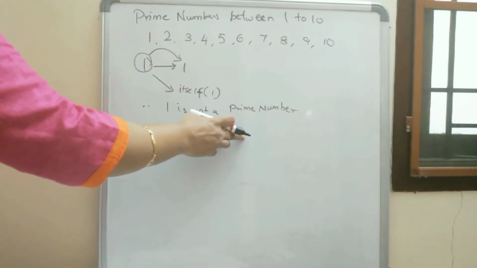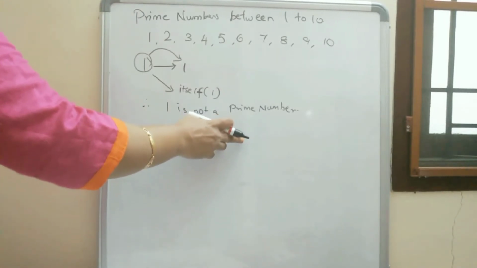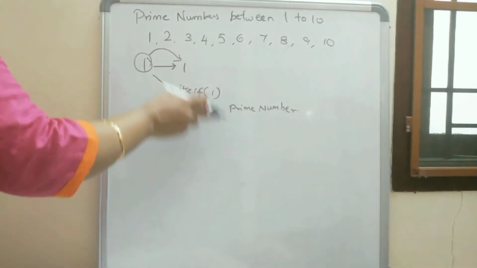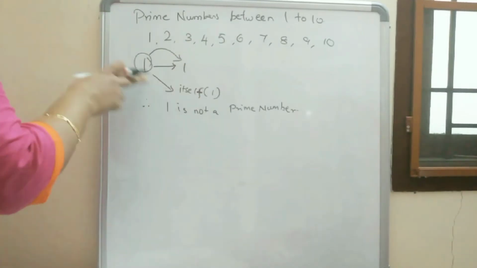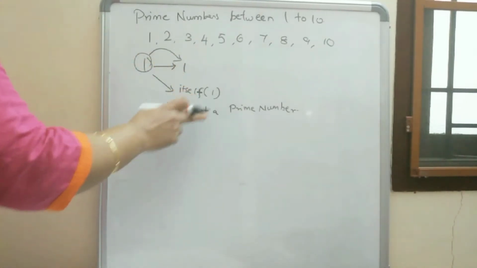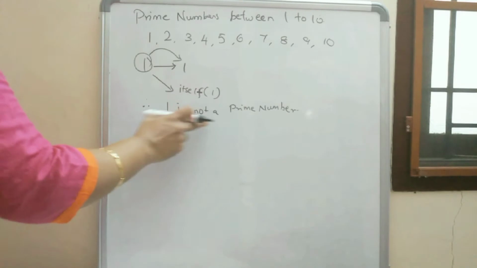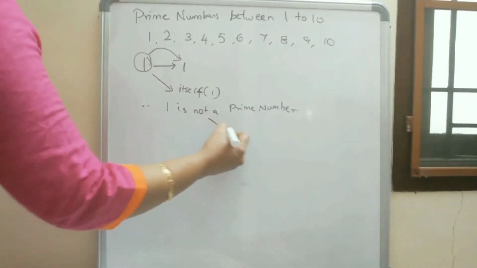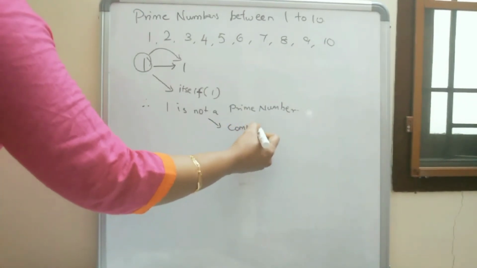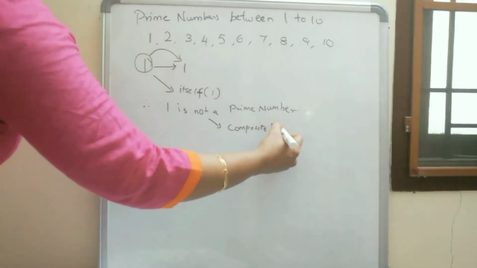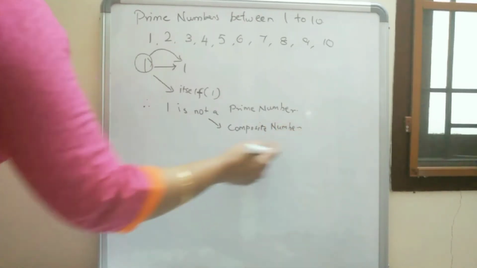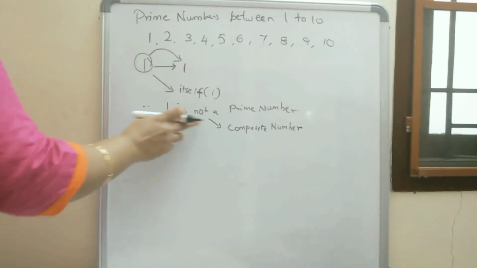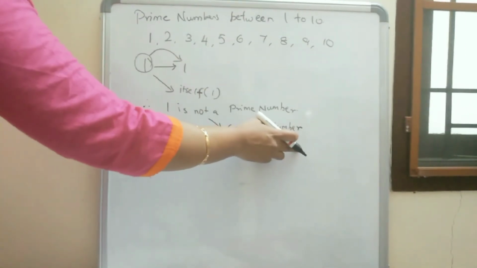You can understand, I think. And what is the definition for a composite number? It should have more than two factors. But 1 has only one factor. So, 1 is not a prime number nor a composite number. Okay, 1 is not a prime number and it is also not a composite number.